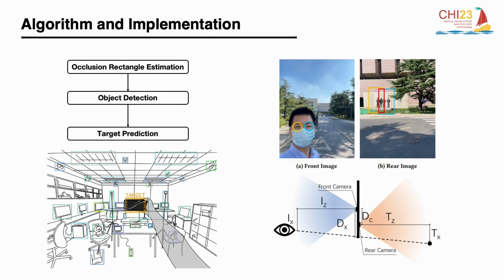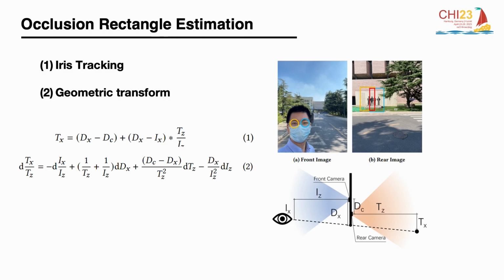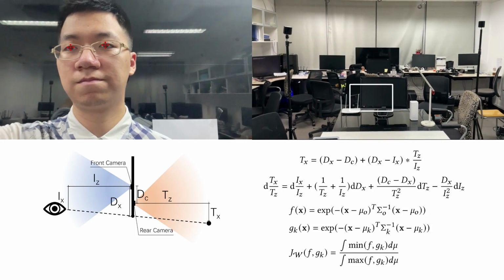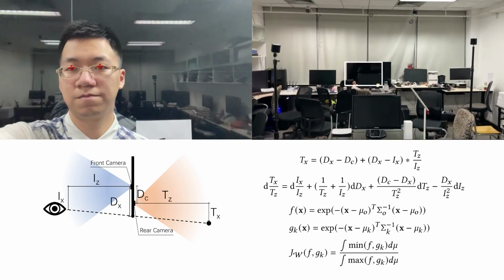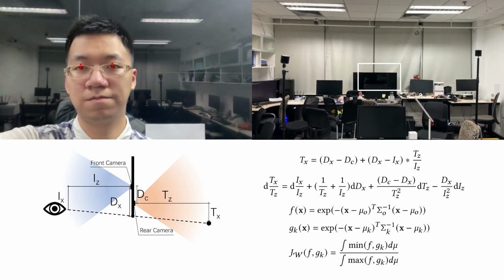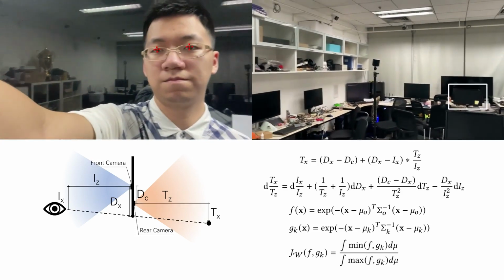We first designed a three-stage pipeline to implement the occlusion-based object selection system on the mobile phone: occlusion estimation, object detection, and target prediction. We opened the front and rear cameras to take pictures simultaneously. We first used MediaPipe Iris to locate the 3D position of the user's iris, which uses the RGB image from the phone's front camera with a depth error of less than 10%. And then, according to the known and fixed geometry relationship between the front and rear cameras, we can obtain the occlusion area and the user's perspective in the rear camera images.